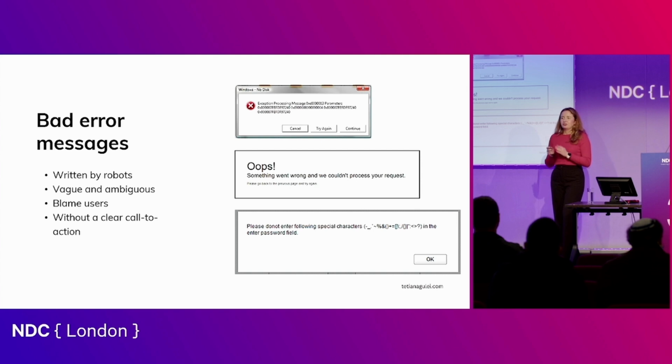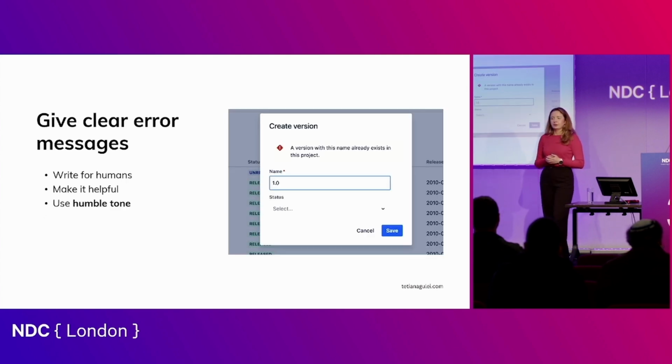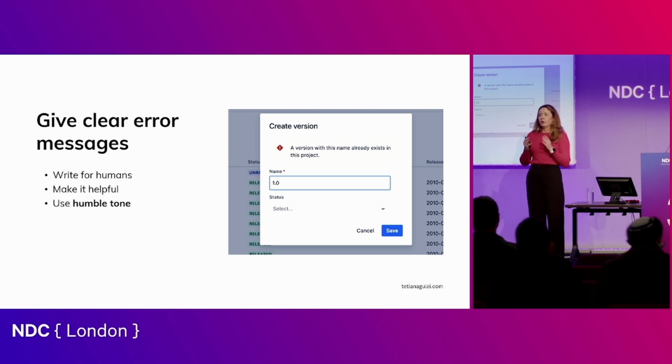We have to actually strive for better error messages. To give you an example, it's something that is actually written for humans. So if you build error messages, ask yourself, okay, what has gone wrong? How can you fix it? How can the user recover from that?